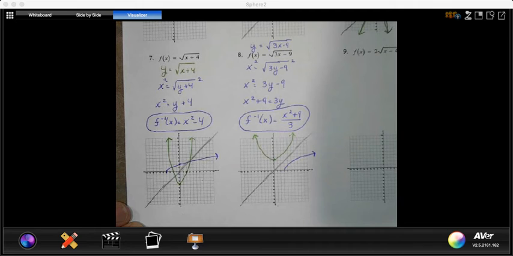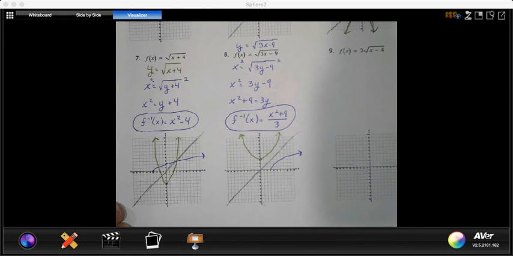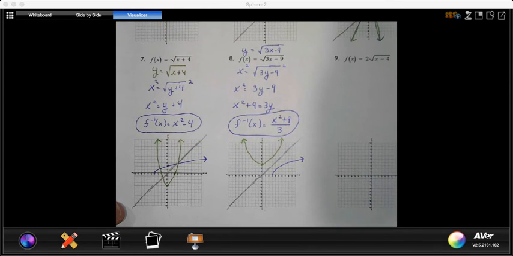Okay. And then the right sides where there's no restrictions, so the right sides are the ones that are mirror images. This left side doesn't work because of negatives. Okay. Pause and see if you can do this last one.